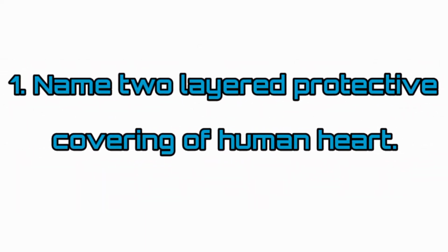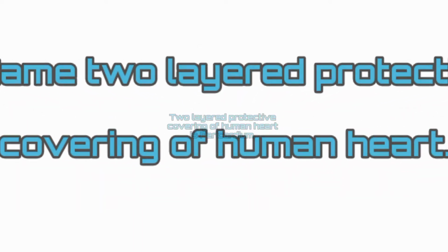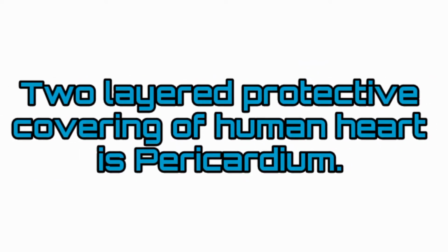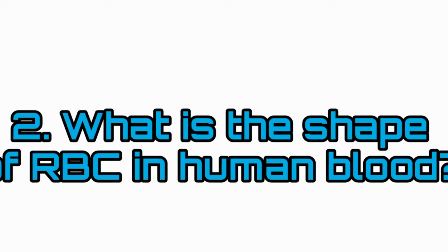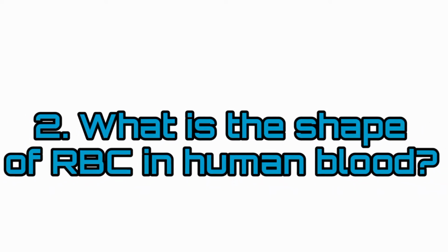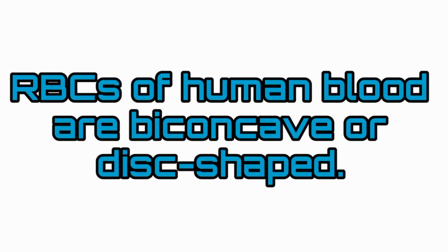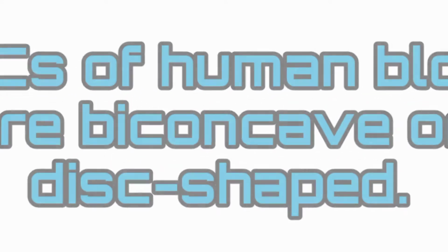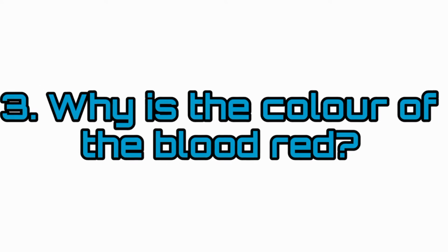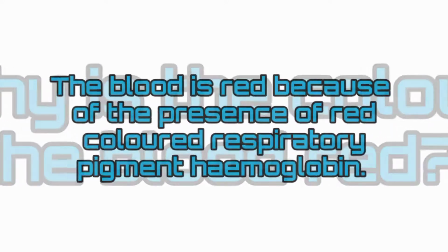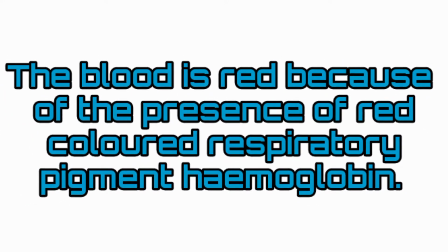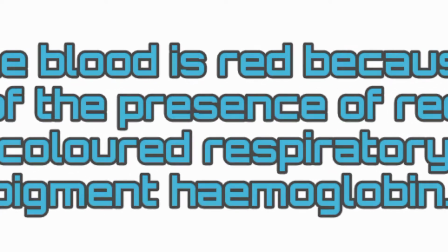Name two-layered protective covering of human heart. Two-layered protective covering of human heart is pericardium. Second question. What is the shape of RBC in human blood? RBCs of human blood are biconcave or disc-shaped. Third question. Why is the color of the blood red? The blood is red because of the presence of red-colored respiratory pigment hemoglobin.